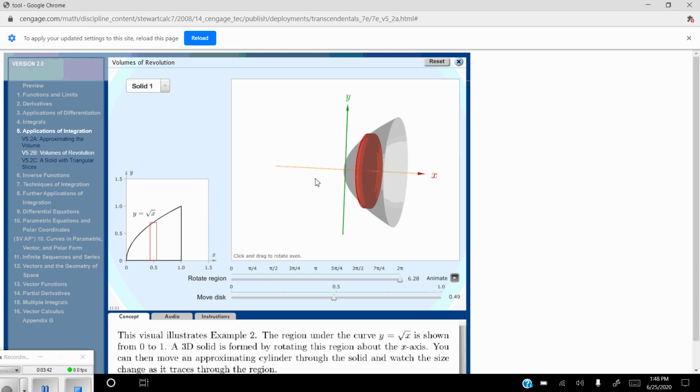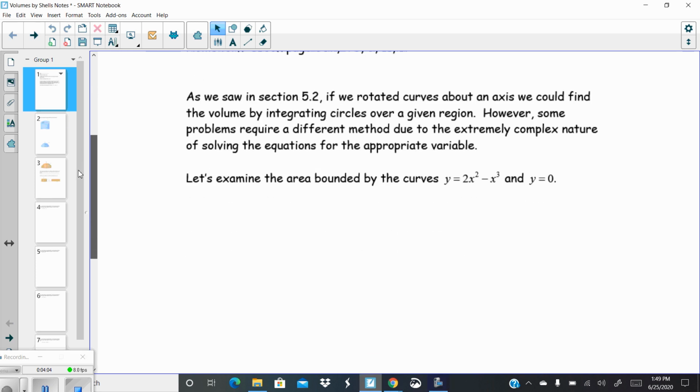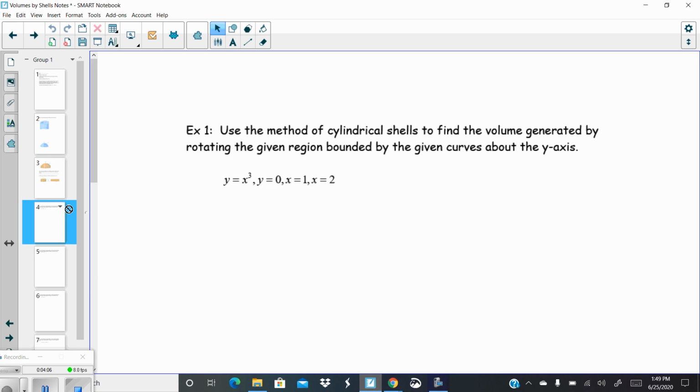Okay, so now let's go back and look at this different method that we're talking about, which is called the shell method. What you can see here is we're going to examine the area bounded by the curves y equals 2x squared minus x cubed and y equals 0. So let's go ahead and do a really quick sketch of what that looks like.